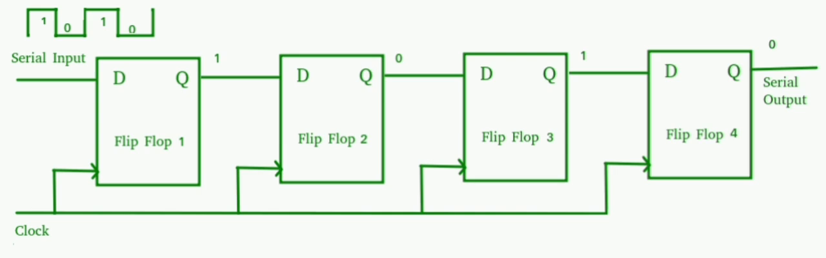SIPO, serial in, parallel out. For n-bit serial in, parallel out, to store the n-bit serial input data, the number of clock pulses required is equal to n. For n-bit parallel output data, the number of clock pulses required is equal to 0. There is no need of a clock pulse.